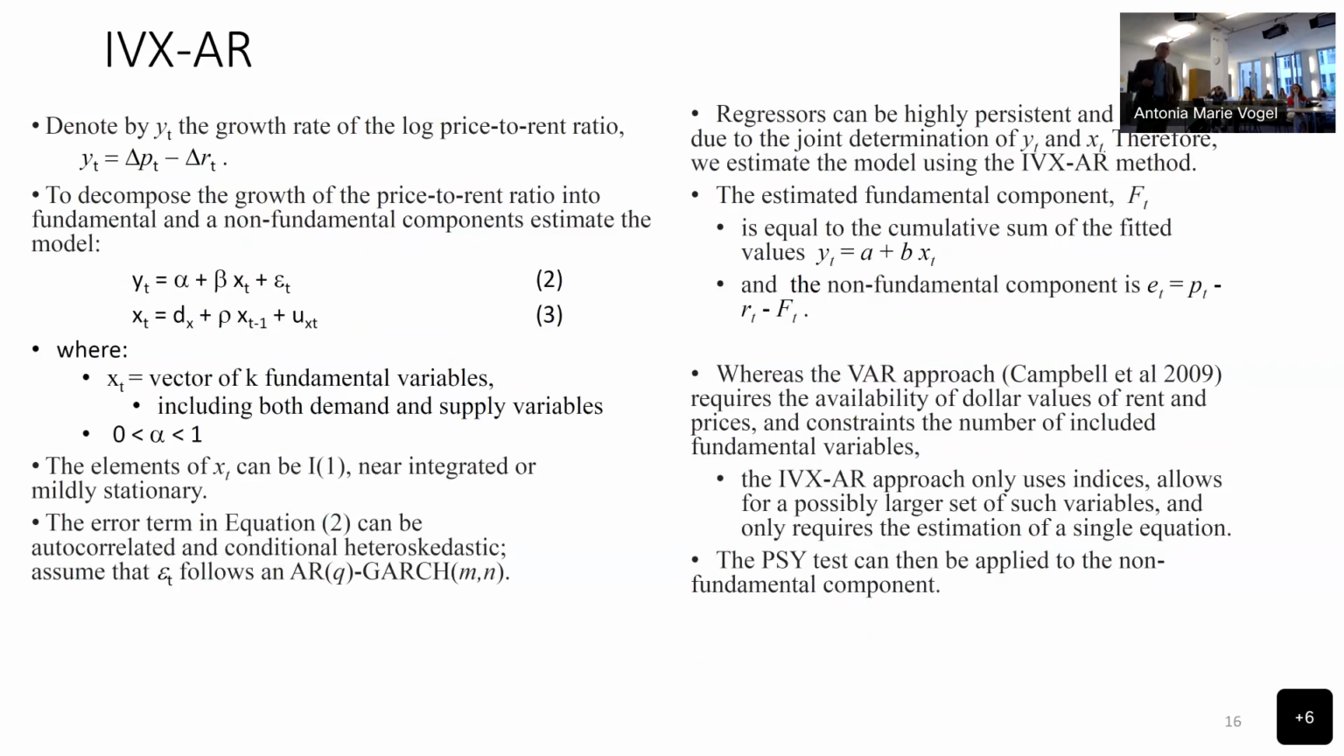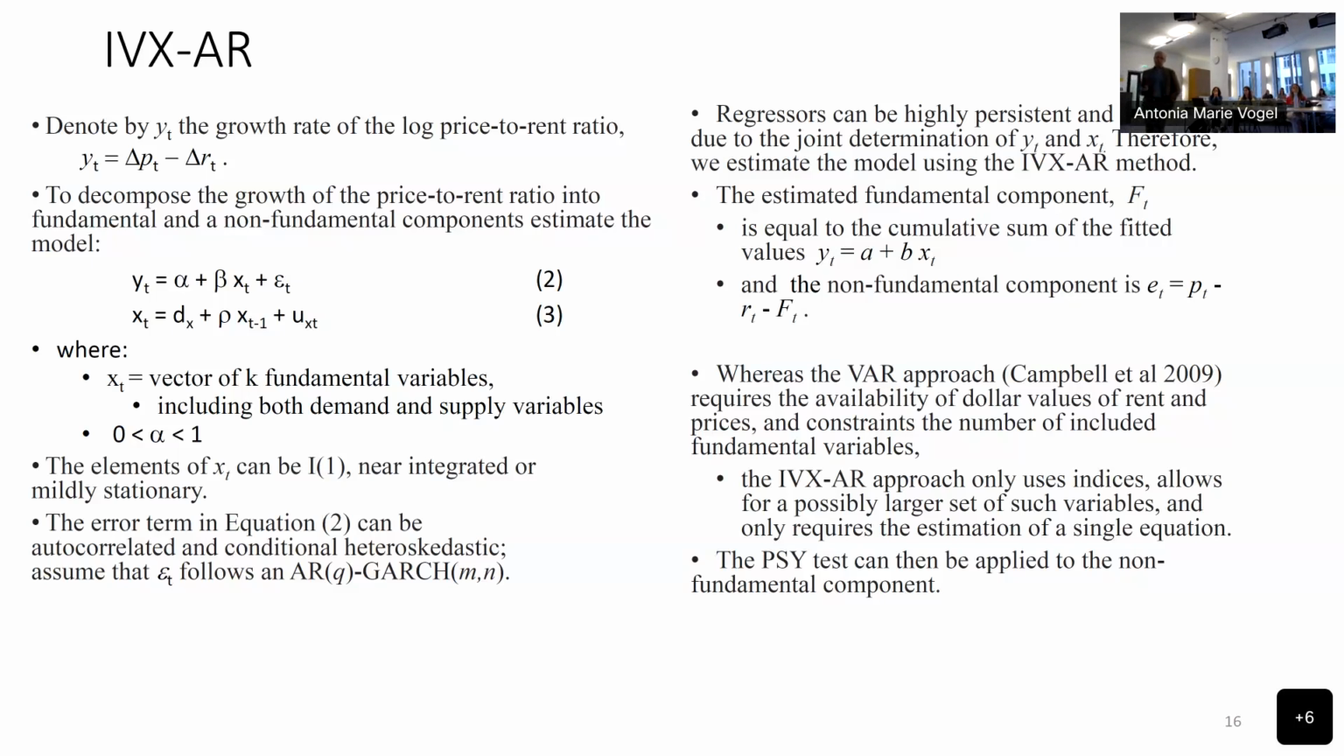Basically, you start from, notation is not straightforward, sorry for that. So this is growth in the price to rent ratio, and you relate it to this vector X of fundamentals. And after you have done that, you just accumulate things to recover a fundamental value, and then you extract this fundamental value from the price rent ratio.